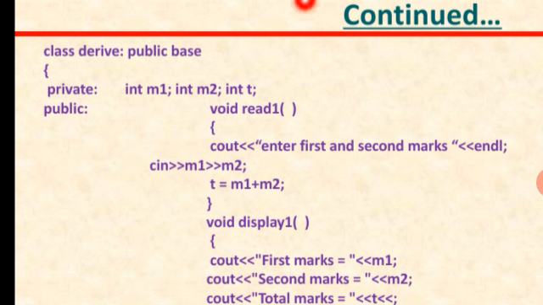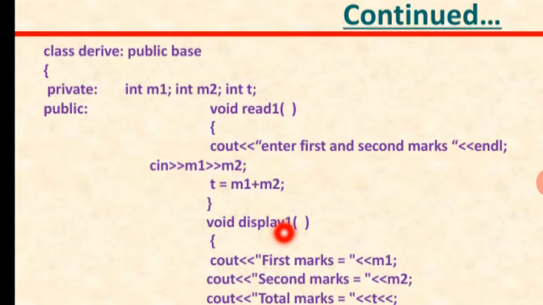Now t is equal to m1 plus m2 means after accepting the m1 and m2 values, I am calculating the total marks. That is, t indicates the total marks. So this read1 function belongs to the class derive. It is not the function of the base class, it is the function of the derived class.